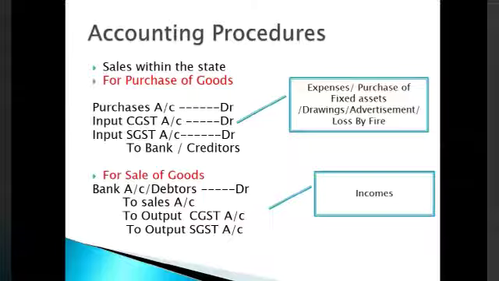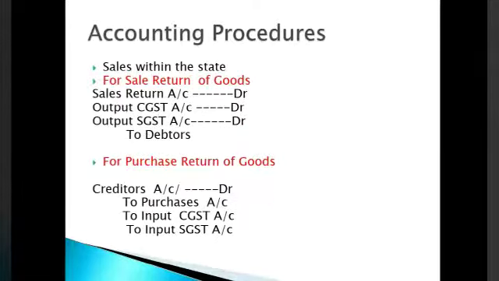So always remember, whenever the sale is happening within the state, you have to use input CGST and input SGST, that is central GST and state GST, for the purchase of goods within the state. For the sale of the goods within the state, the entry would be bank account debit if you are receiving check or cash, debtors account debited if it's on credit, to sales account and to output CGST and to output SGST. In the same way, you can replace the sales with any incomes if you come across. So remember these two most important entries.